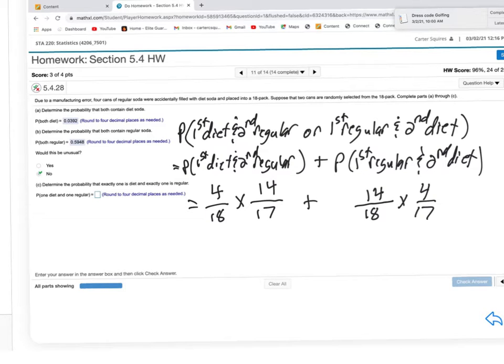Oh, I saw your question in the email about this problem. Due to a manufacturing error, 4 cans of regular soda were accidentally filled with diet soda and placed in an 18-pack. Suppose that 2 cans are randomly selected from the 18-pack. Complete the following. I guess your question is about this one here.